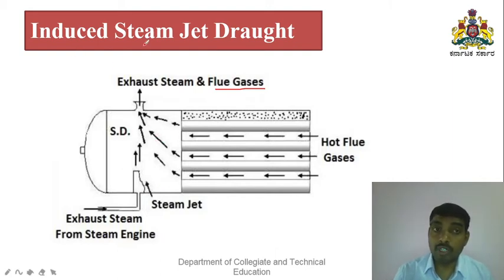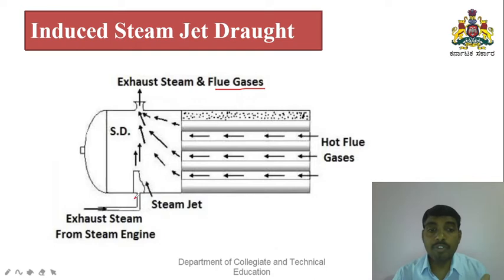Then it is called an induced steam jet draught. If the steam jet is provided near the grate surface, then we call it a forced steam jet draught system. So this clearly shows how the steam jet draught will work.